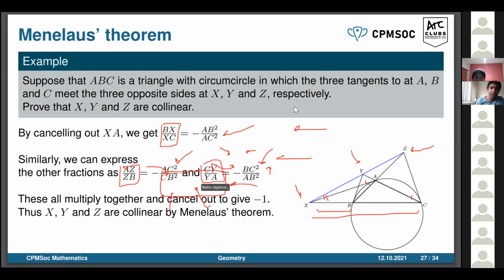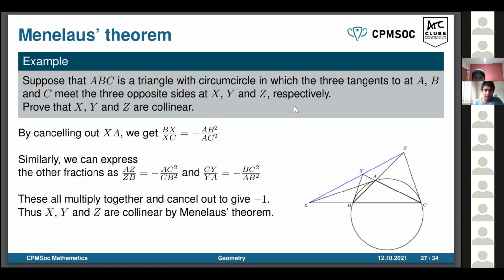The nice thing here is on the right hand side, the AB squared here cancels out with the AB squared here, and if you multiply them all, they all cancel out, and you have three negative signs, which gives you -1. So if you multiply the ratios here, we get -1. This is identical to the statement of Menelaus's theorem from the start. So by Menelaus's theorem, you get X, Y, Z collinear.